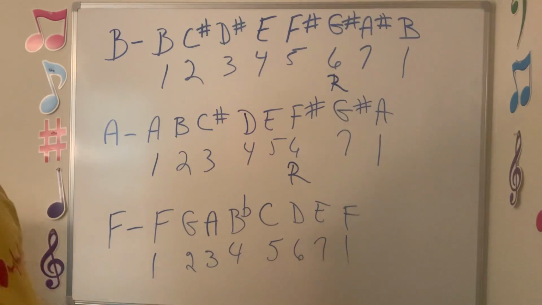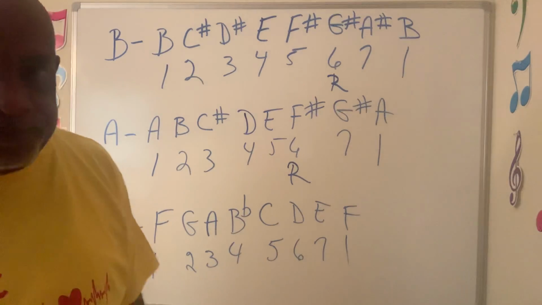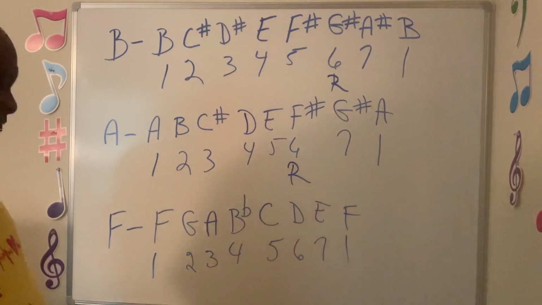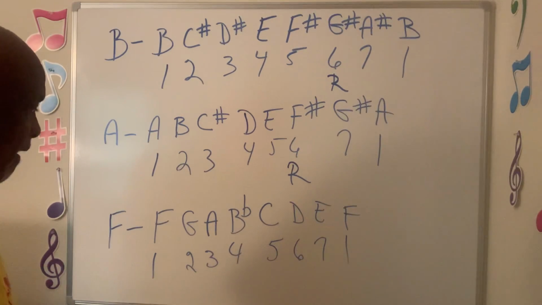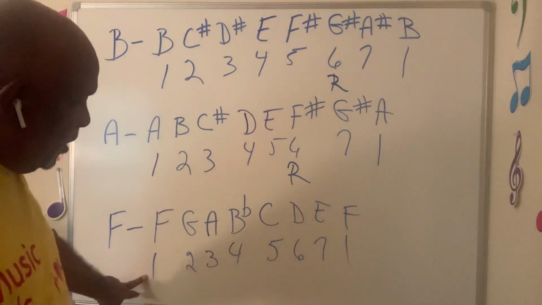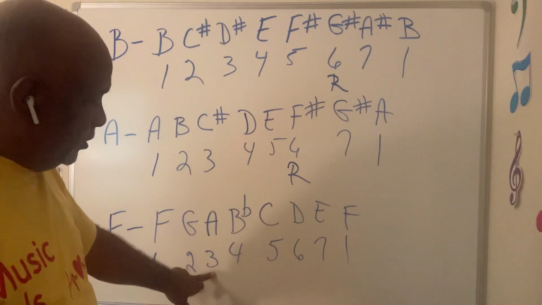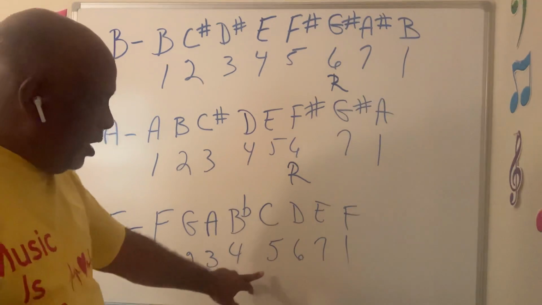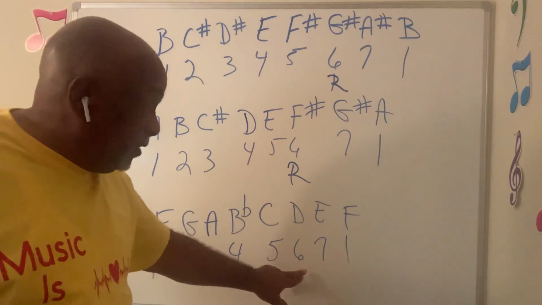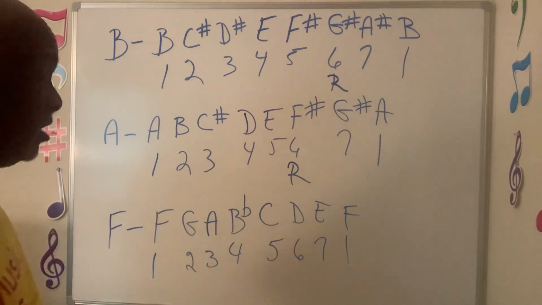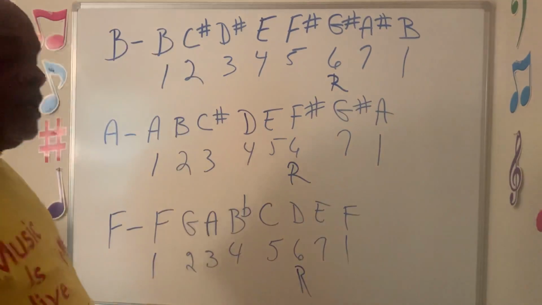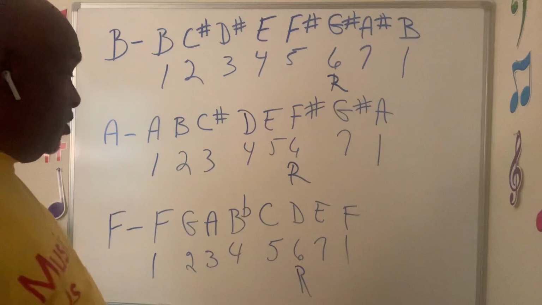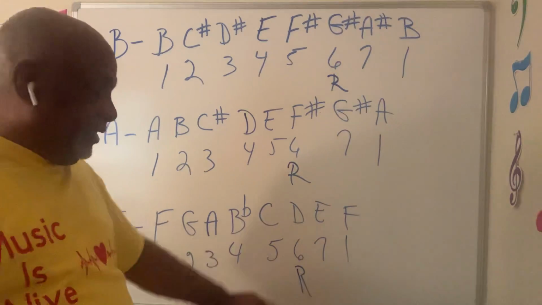Now, let's see if we can find the relative minor of the F major scale. All right, let's count 6. F is the 1, G is the 2, A is the 3, B flat is the 4, C is the 5. So the relative minor of the F major scale is D.